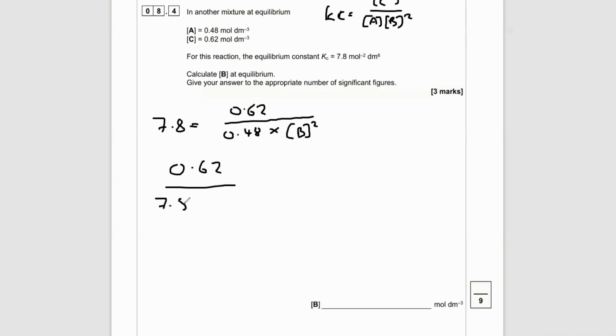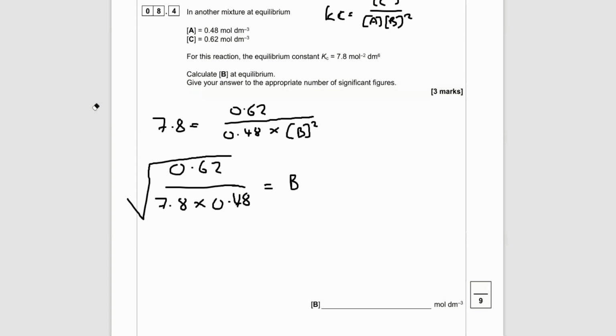Now we can rearrange this so that we're going to do 0.62 over 7.8 times 0.48, and that is going to be equal to B squared. However, we want to get rid of the B squared because we just want to find B. So we square root both sides. And so we have the square root of 0.6 divided by 78 times 0.48.